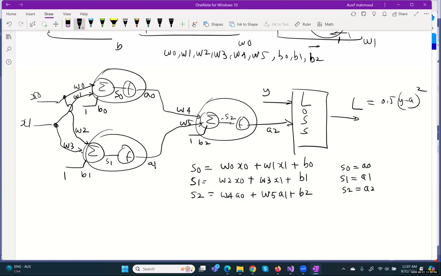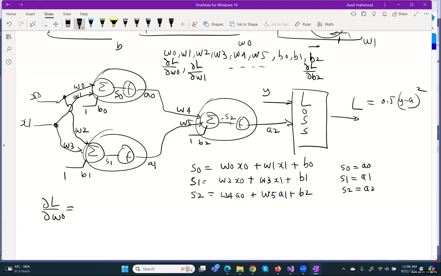Okay, so to implement the gradient descent algorithm, we will need 9 partial derivatives, right? We will need partial L over partial W0, partial L over partial W1, and so on, and partial L over partial B2, okay? Because we have the forward equations, we can easily calculate all of these partials, right? So let's take a look at partial L over partial W0, which is the most complex one.